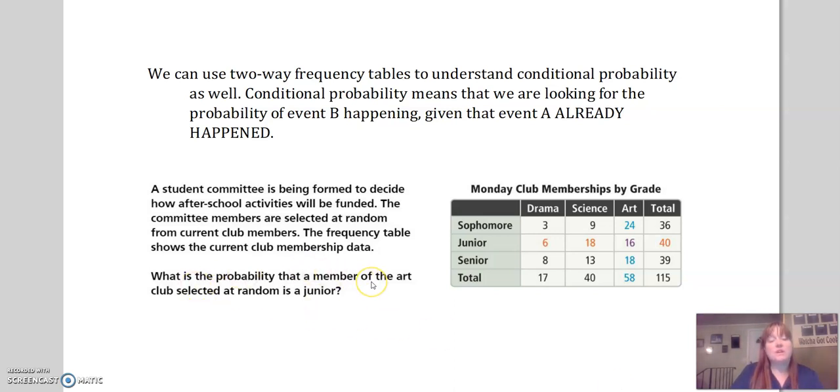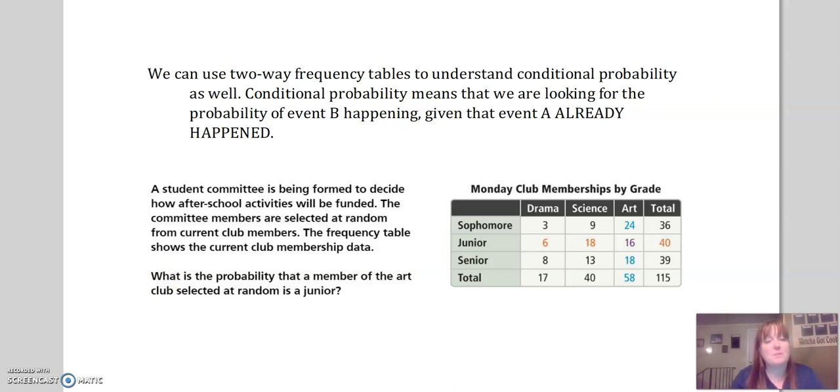Okay, so let's look at our question. What's the probability that a member of the art club selected at random is a junior? I hate it when they don't use the word "given," so I did it for you, but usually your key, ding, ding, ding, that it's conditional probability is they use the word given. Given that I select a member of the art club, what's the probability that they're a junior? We can read it that way, but it's important to understand how to read this because they get presented in this way often.